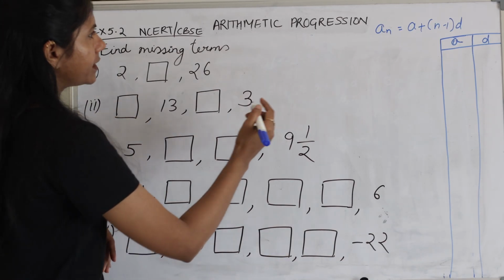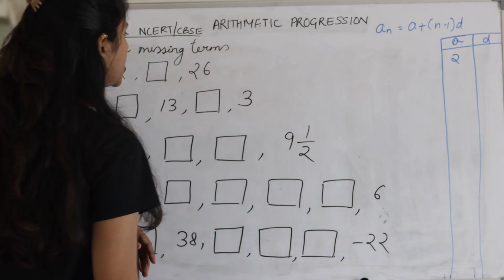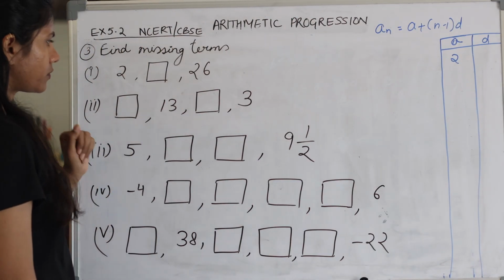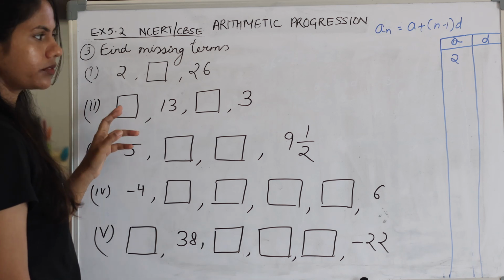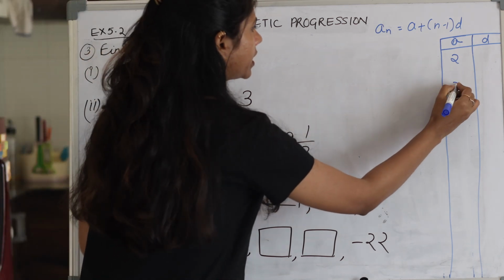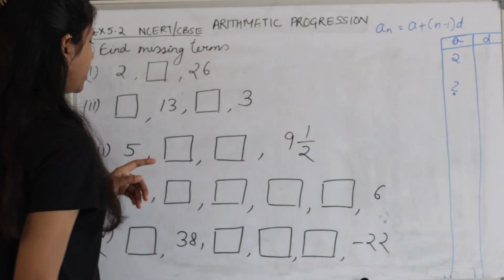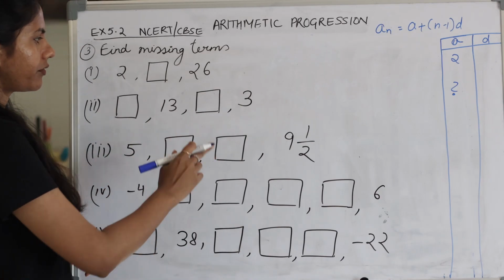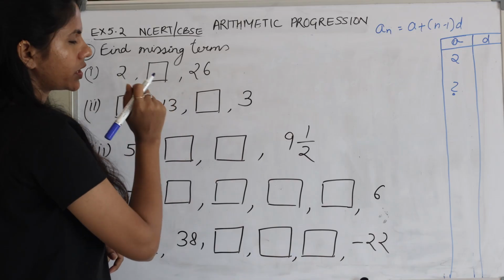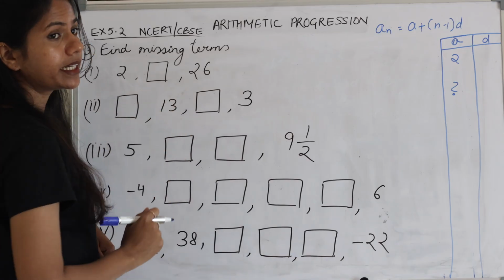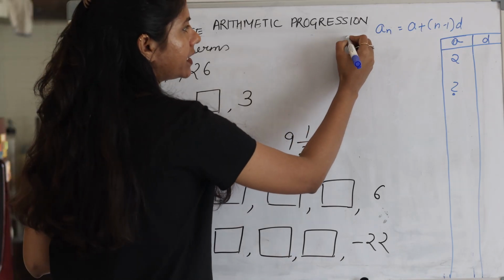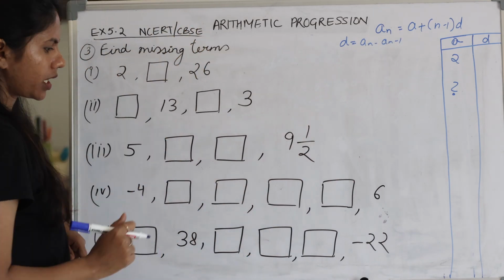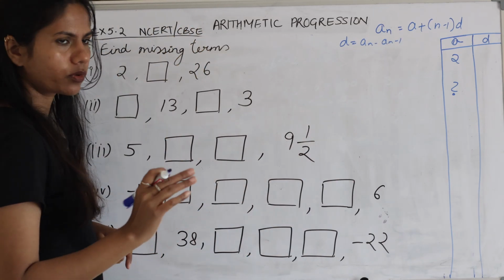For the first one, a is 2, the first term. Can we see d directly? No, right? It's okay. Now for the second one, we don't have a, so I'm putting a question mark. Can we find d here? We can find d if we have two consecutive terms, because d is equal to an minus a(n-1), but we don't have that in any of the series, so it's okay.